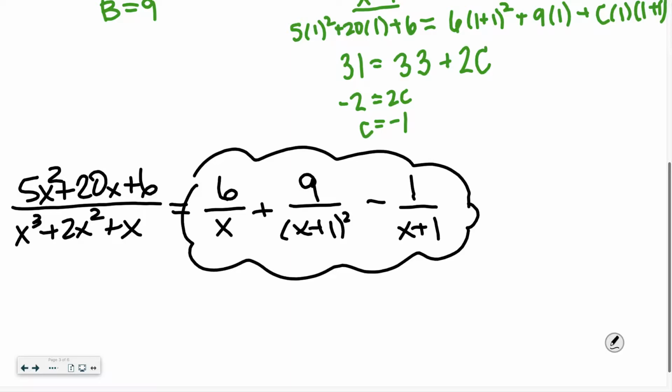When you have linear denominators, whether repeated or not, this method of substituting in zeros goes really nice. There's not a whole lot of algebra that you have to do.